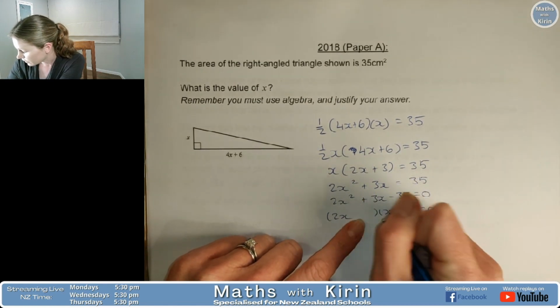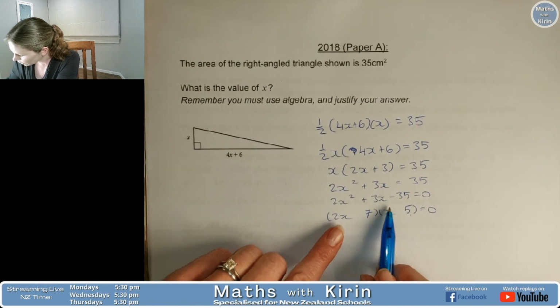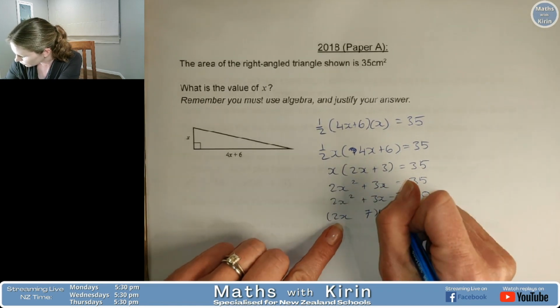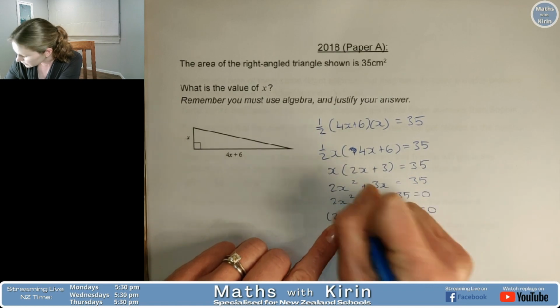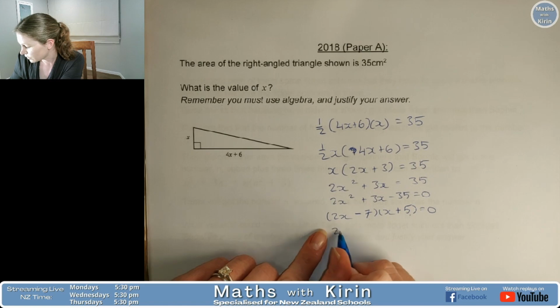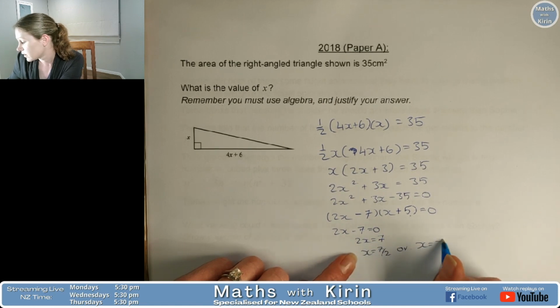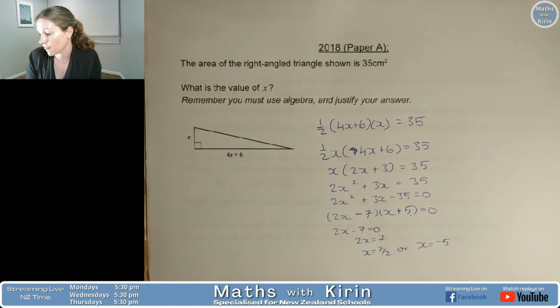So if we go 5 here, we get 10, and 7 is a difference of 3. And we want positive 3, so we want 10x minus 7x. We've got ourselves positive 3x. So 2x minus 7 is equal to 0, which means 2x is 7, which means x is 7 over 2, or x is negative 5.